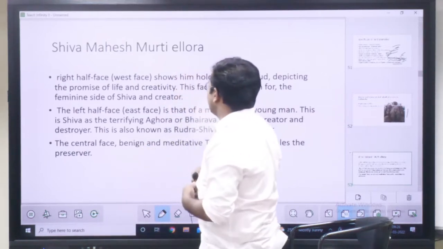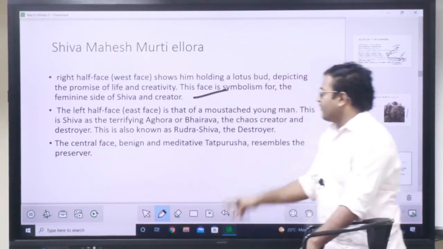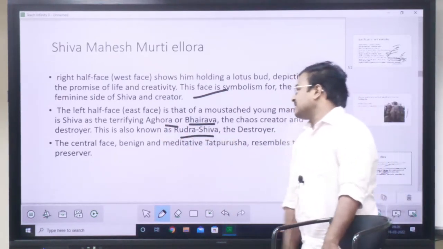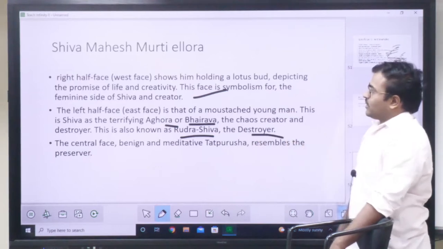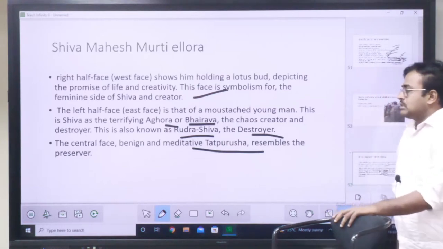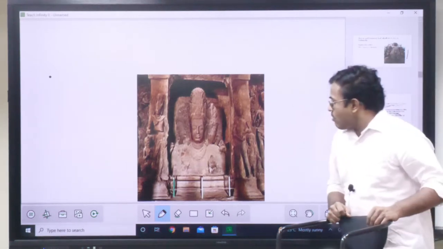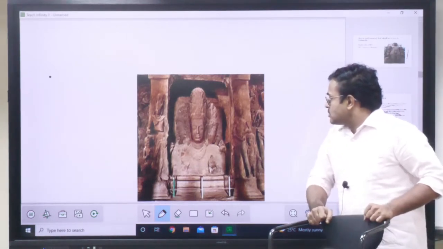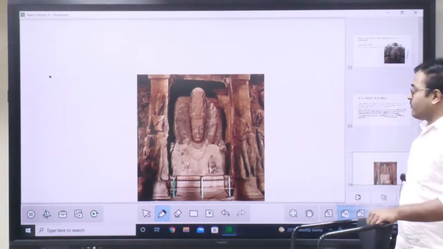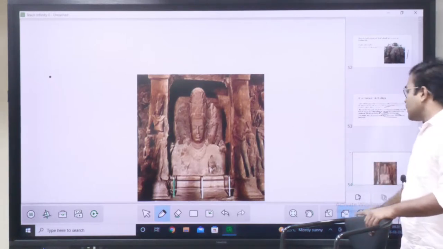The right half face shows him holding a lotus bird, Shiva as a creator. The left face is known as the face of Bhairava or Rudra Shiva, the terrifying Aghora. He is considered to be the destroyer. And the central face is that of Tatpurusha, which resembles the preserver. It is a very large image. This is the creator, this is the destroyer, and this is the maintainer. Some inner serenity is reflected in the sculpture here too.